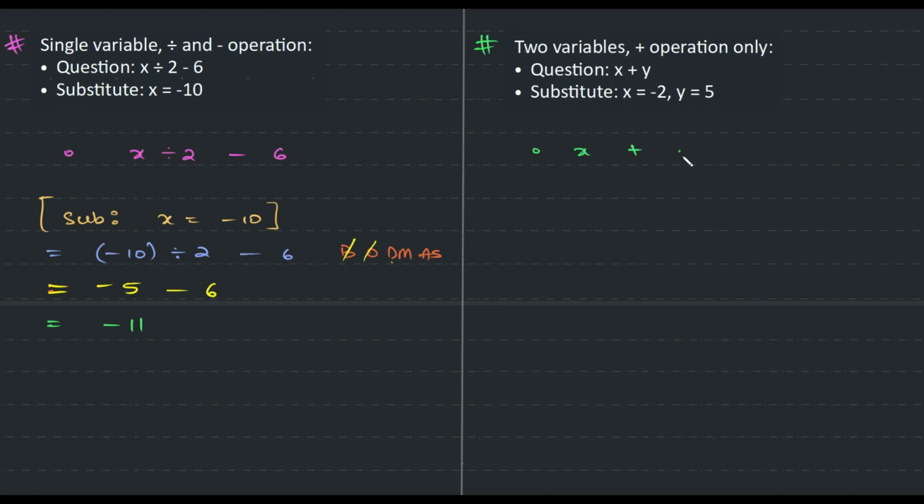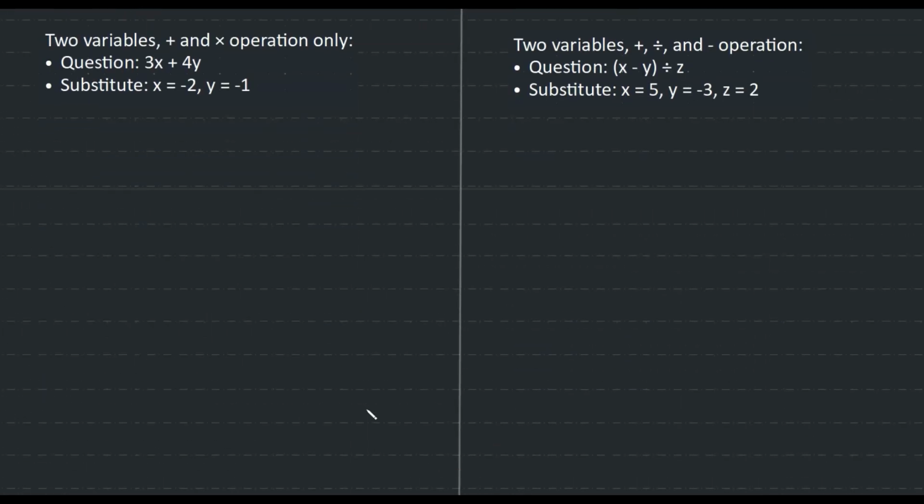So x plus y. So we have two variables now. So let's substitute x as -2 and y as 5. So we have this to be -2 plus 5. Again, there's nothing outside the brackets. And so this will be just -2 plus 5. That is 3. More problems? Please try.